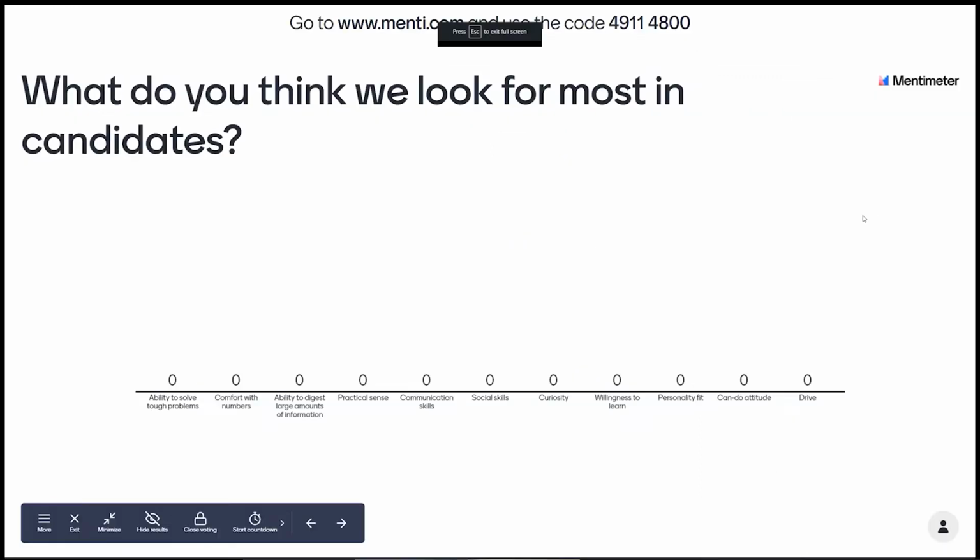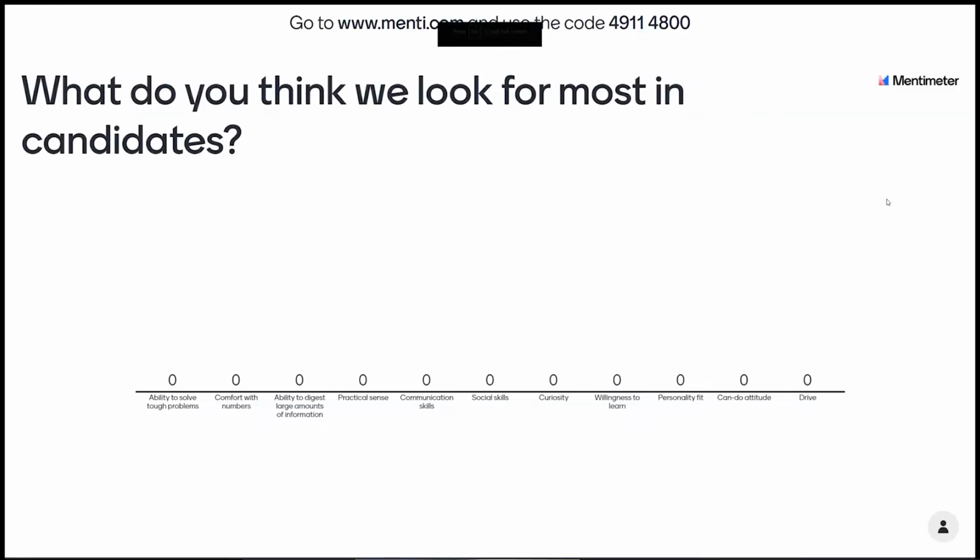So second question is a bit more generally related to why do we do them, and what do you think we look for within or through these case interviews? What's the kind of purpose that we use them for, and what do we look for in candidates?